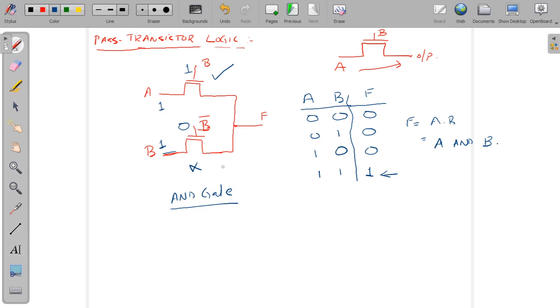Now similarly we can also construct AND gate using PMOS pass transistors, in the same way, knowing that the functioning of PMOS is opposite of the way the NMOS functions. So you will have to think about it a bit, how to connect the two PMOS transistors so that it will act as an AND gate.